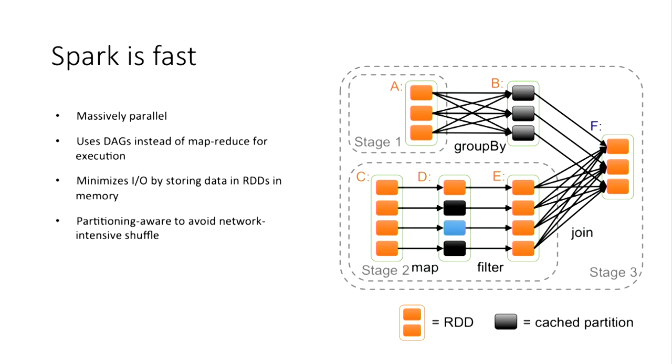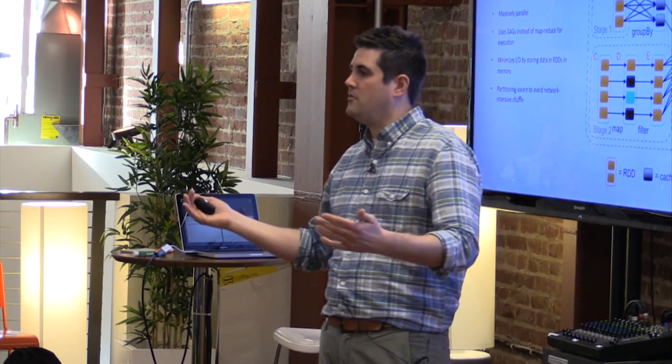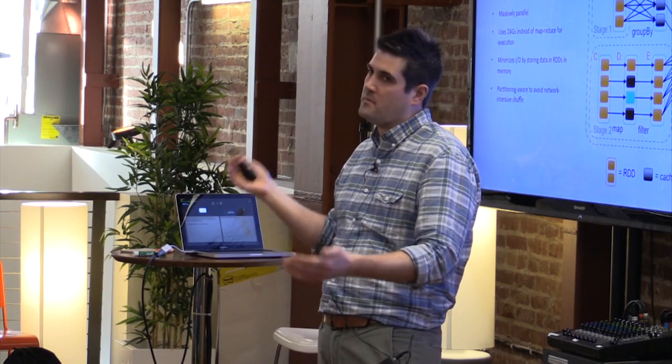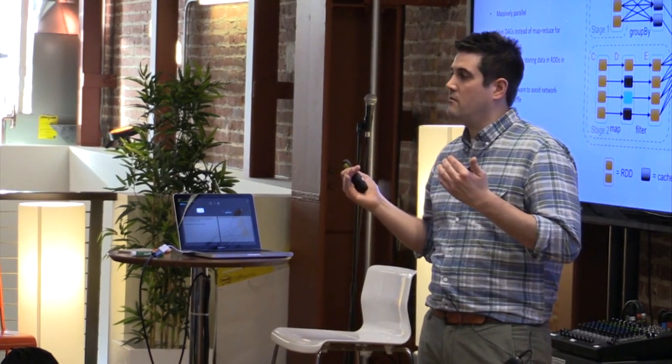So for instance, it uses DAGs. So you can kind of think about that in terms of how your relational database had an optimizer. It minimizes I/O by storing RDDs in memory. In other words, unlike Hadoop, Spark actually knows how to pull data into the memory that's sitting on these clusters, so it's not just wasted.